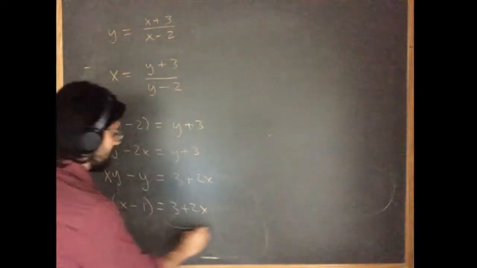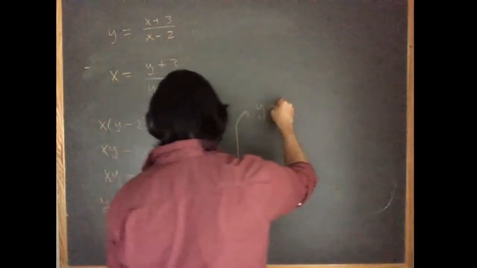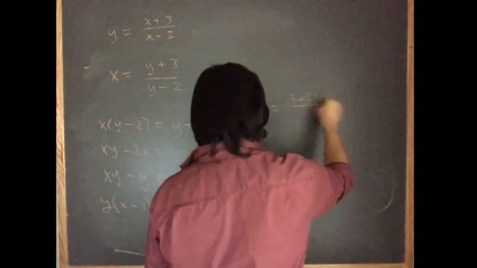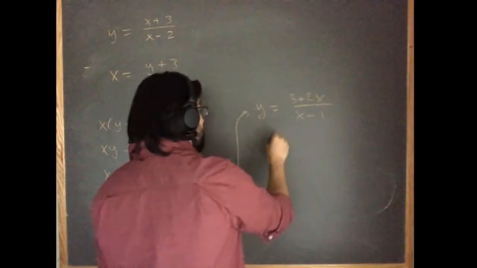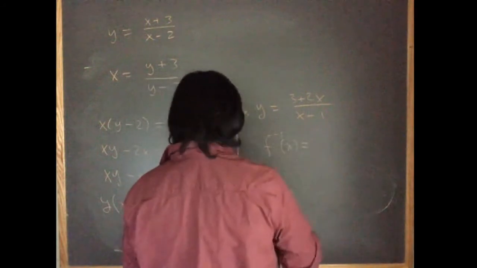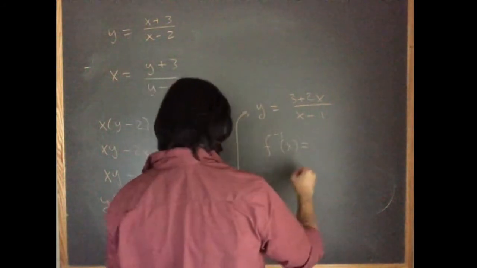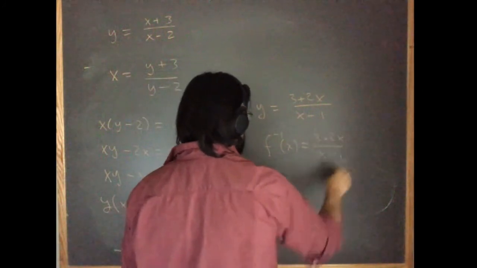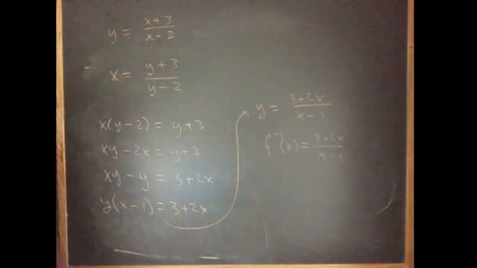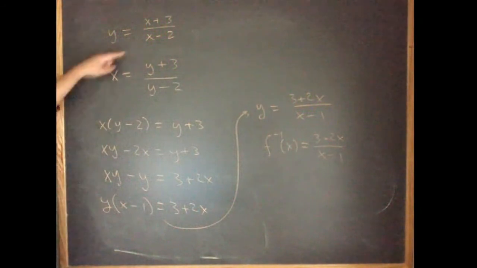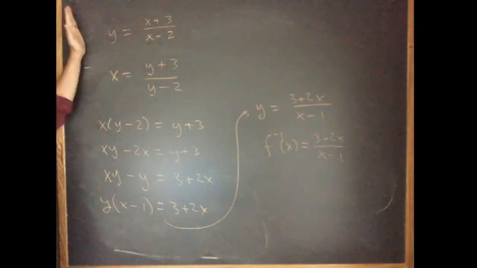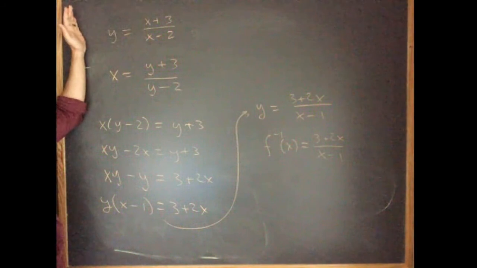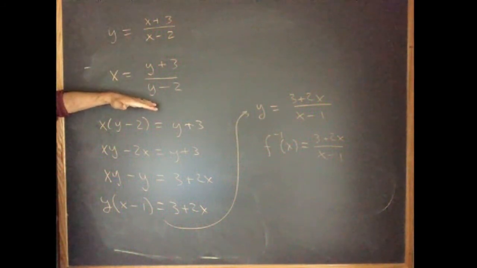And then my final step here is to solve for y, and I get y is equal to 3 plus 2x over x minus 1. And so the inverse of this rational function here is now 3 plus 2x over x minus 1. And notice some cool things are happening here, right? So remember, we said that this had a vertical asymptote at 2. So that vertical asymptote, when I reflect along that line y equals x, becomes a horizontal line, right? And it's going to become a horizontal line at a y value of 2.